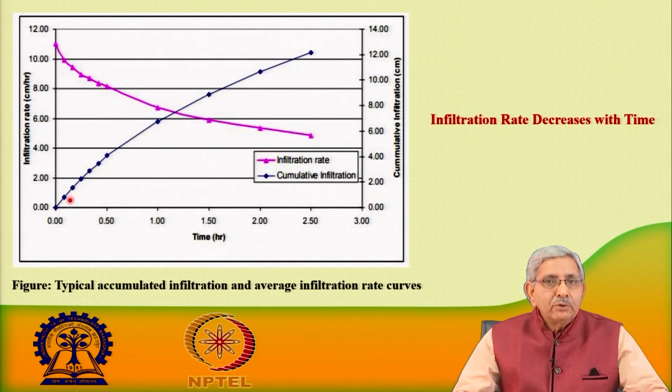This is known as the cumulative depth of infiltration. Now, when you take the derivative of this curve with respect to time, this is known as the infiltration rate curve. And at this particular point, when we see that it has reached a steady state or constant rate of infiltration, this is known as the basic infiltration rate.